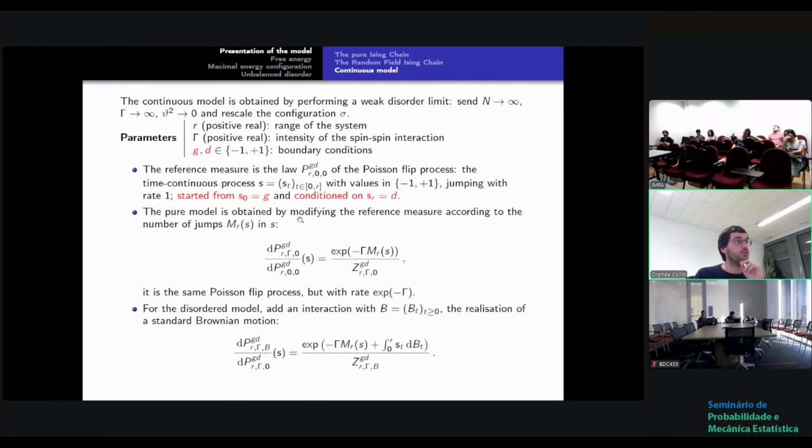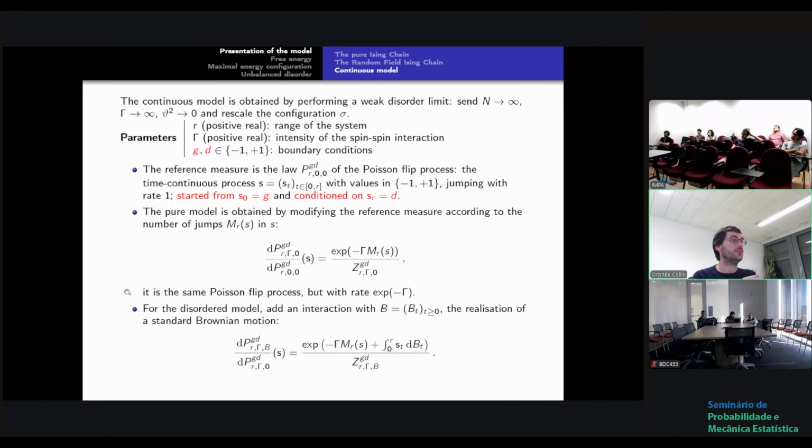Now the pure model is obtained by modifying this reference measure according to the number of jumps in S. And in fact, it is a simple exercise to see that this yields the same Poisson flip process, but with the rate now replaced by exponential minus gamma. We have simply penalized each jump by a factor exponential minus gamma, and this yields exactly this.